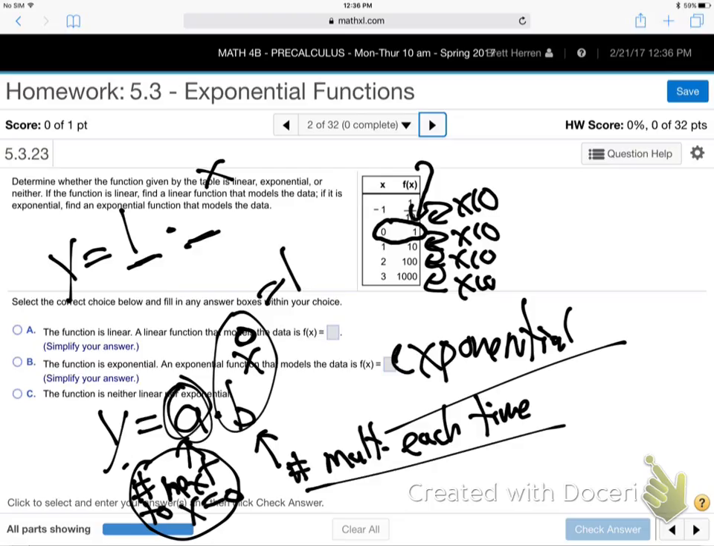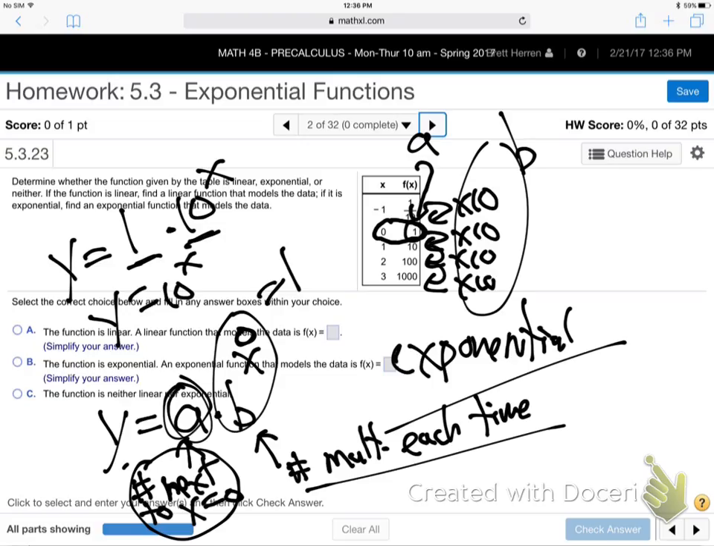What's the b? The b is the number you multiply each time. What are we multiplying each time? This is b, and a is right there. B is 10. So it's 1 times 10 to the x, or you could just say 10 to the x, same thing, since it's just a 1 in front. So that's the answer. That's the exponential function that's producing those table values. We kind of worked backwards from a table to a function.